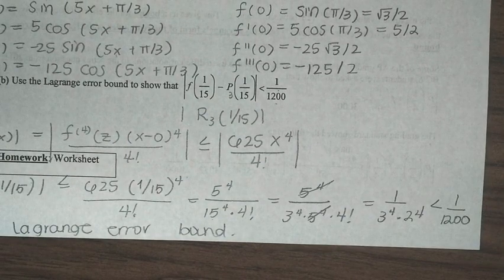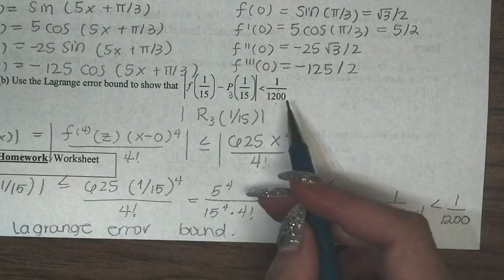And that's pretty much it. You proved that this error was smaller than what they were giving you.